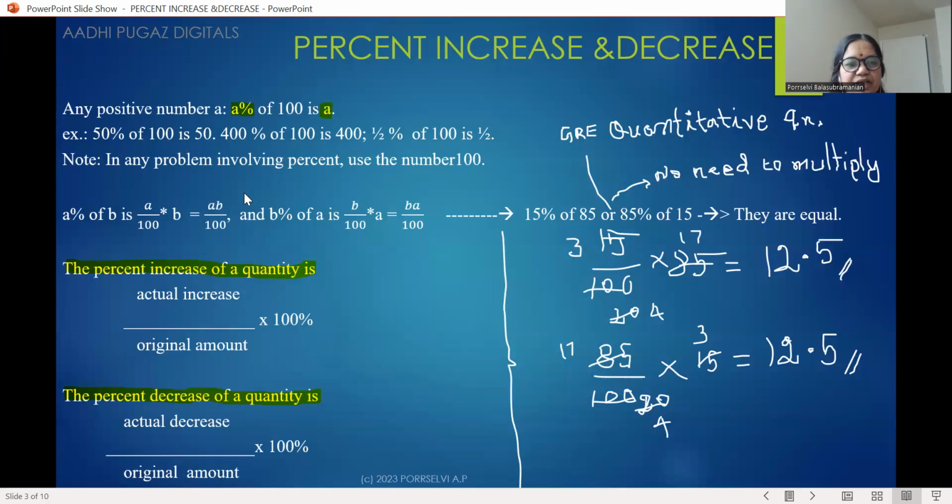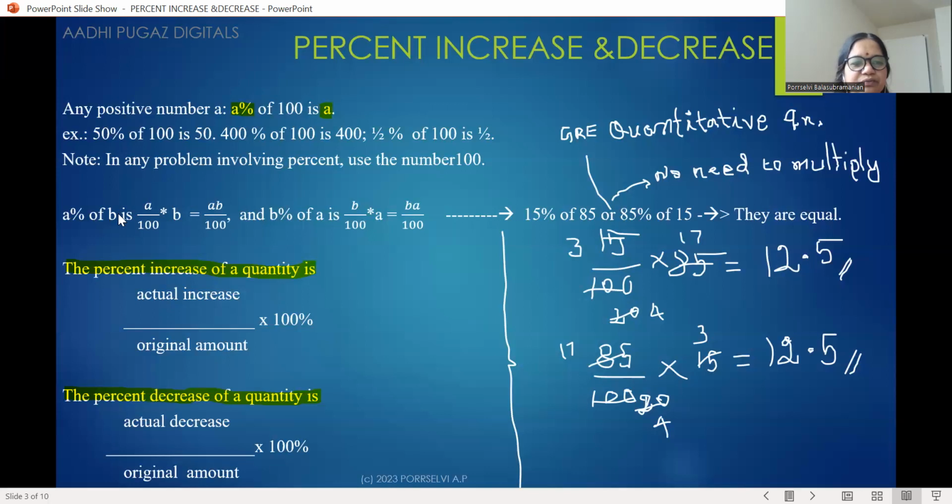Here we have to note down one point. In any problem involving percent, use the number 100. I have already told you. So we need to use the number 100. It's easy to simplify the calculation when we take this number 100.